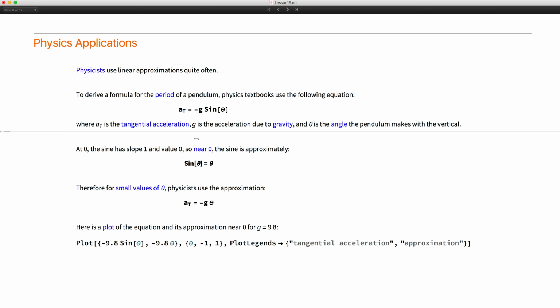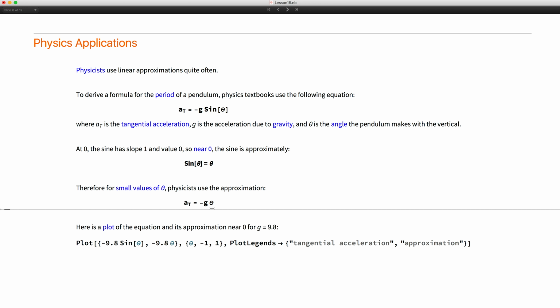And the point is that when you're very close to 0, then sine has got a slope of 1, because cosine of 0 is 1, and the value of sine at 0 is 0. So near 0, when theta is very small, the sine of theta is approximately equal to theta. So if you replace the sine theta over there with the theta, then you get back a much simpler equation, and that's the one that's used in physics textbooks at the elementary level.